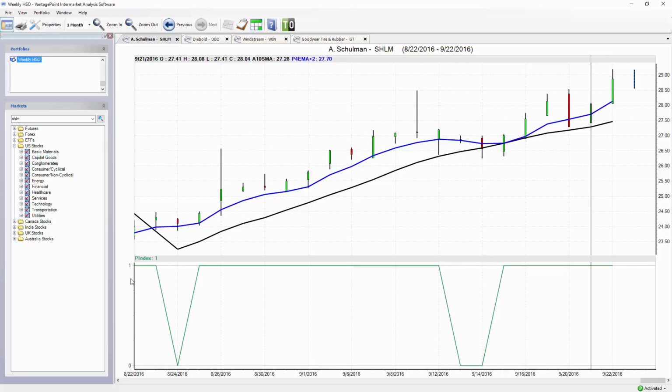This indicator at the bottom here is the VantagePoint Predicted Neural Index. Now, this can only be a value of a 1 or a 0. This is an extremely accurate indicator, and it's only 1 or 0, yes or no, very binary output. So very easy to use, and again, very, very accurate here.